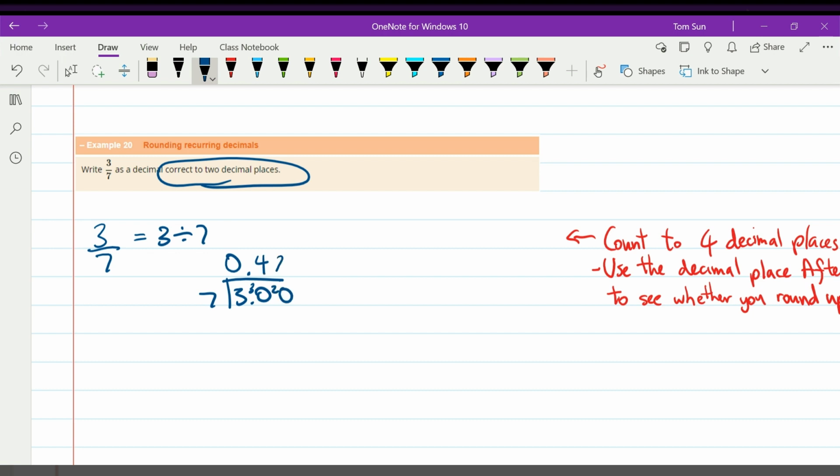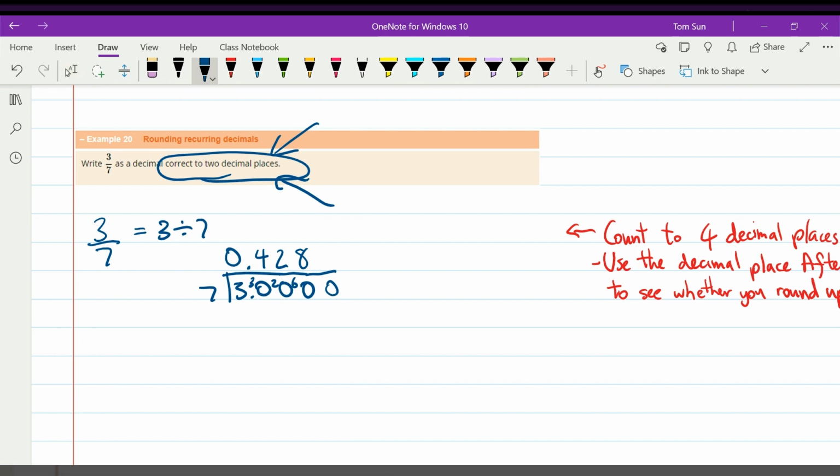7 goes into 20 twice with a remainder of 6. 7 goes into 60, 8 times. Okay, remainder of 4. But here's the thing. It wants us to round to 2 decimal places. Now, to round to 2 decimal places, I actually need to have 3 decimal places here first before I figure out how to round. So 0.428, we need to round to 2 decimal places.